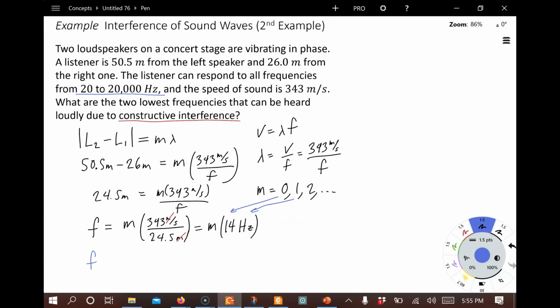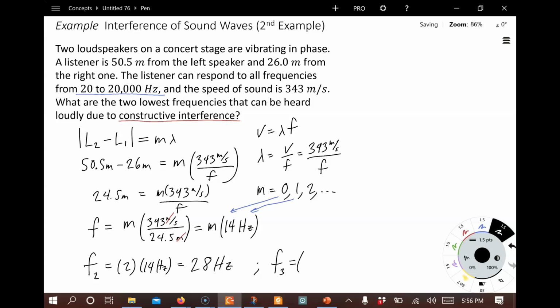So if we have f when m is equal to 2, let me just write that like this, then we've got 2 times 14 hertz, and we get a frequency of 28 hertz that leads to constructive interference. So that's the lowest that you can hear. The second one is going to be when we put in the next integer value for m. That'll be f3. It's going to be 3 times 14 hertz. And if we calculate that, we're going to get 42 hertz. That's the next lowest that we can hear.